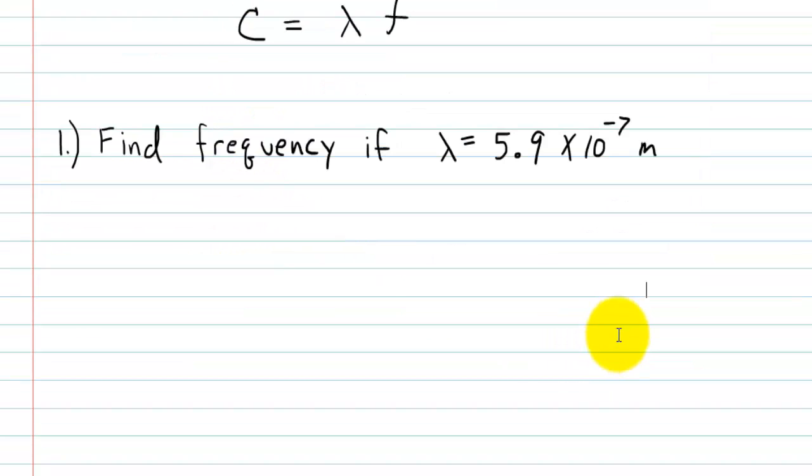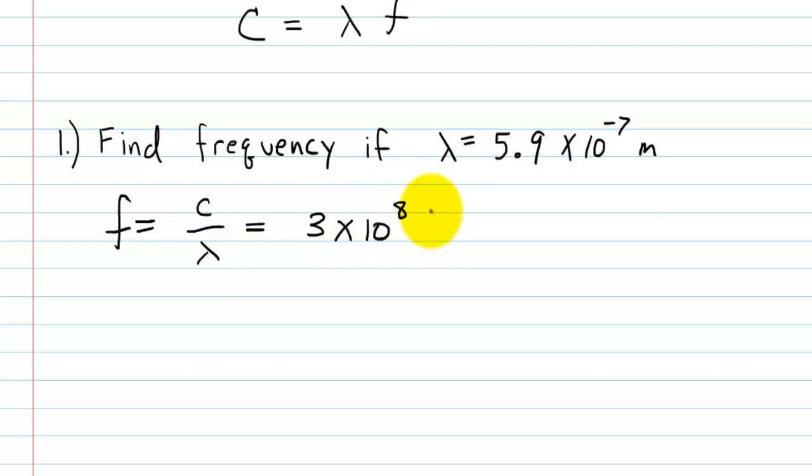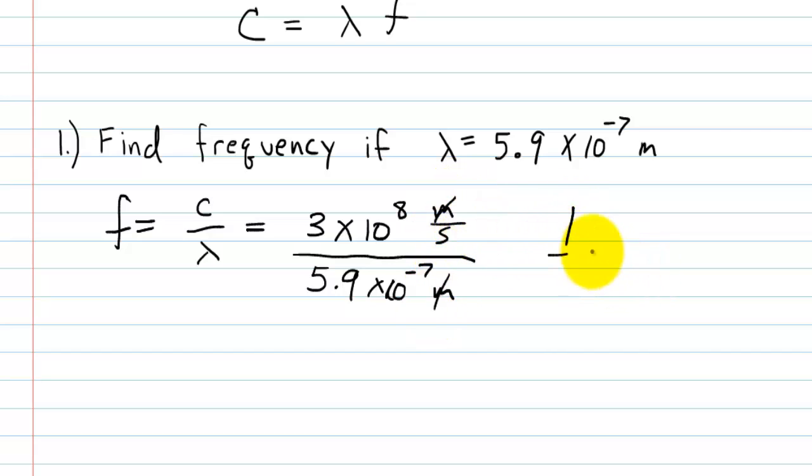So let's go ahead and do that. The frequency will be equal to the speed of light divided by lambda. Here we're given lambda, so this is just a straight plug and chug problem. This is going to be 3 times 10 to the 8 meters per second, all over 5.9 times 10 to the negative 7 meters. Immediately we can see that meters cancel out, so the units are just 1 over seconds, which is the same thing as hertz. That's just what the units are for hertz.